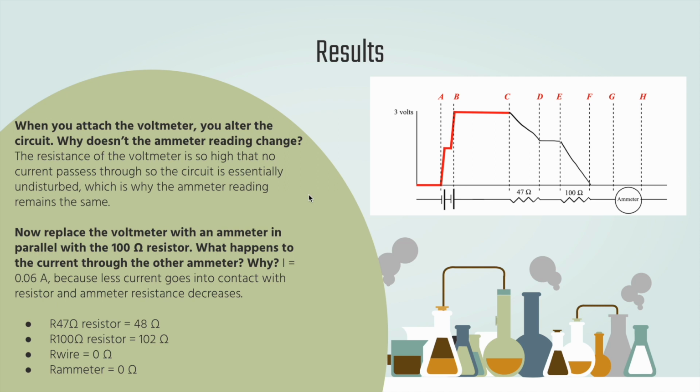And if you replace the voltmeter with an ammeter in parallel with a 100 ohm resistor, what happens and why? The current changes to 0.06 A, because less current goes through the resistor and the ammeter resistance decreases. Then we have to calculate the resistance for all these values. I got 48 ohms, 102 ohms, and then 0 and 0 for the wire and the ammeter.